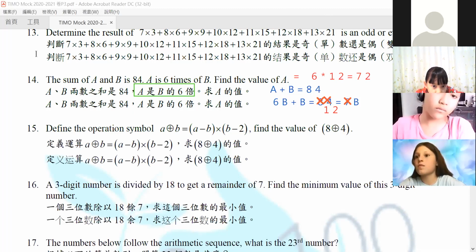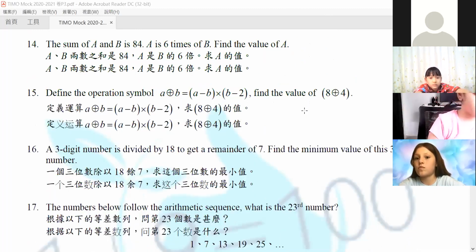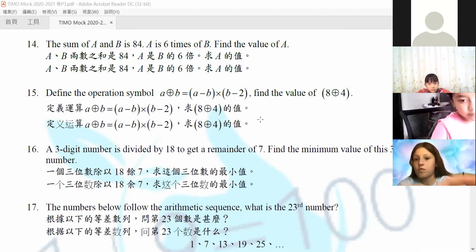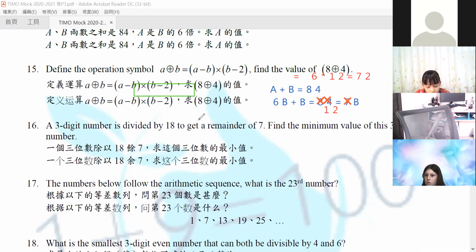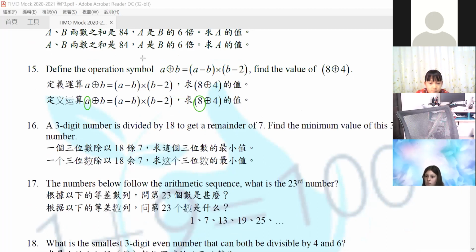Okay, so now we go to question 15. Question 15, what is the meaning of this? Now, this is actually very, very simple because you just need to replace the A and B with our 8 and 4. So now we know that this number is A. And what is B? 4 is B. So we just replace it, okay?